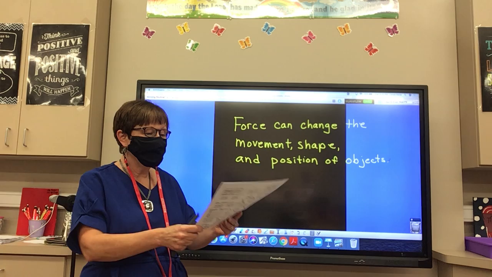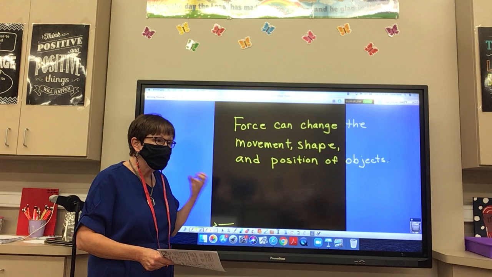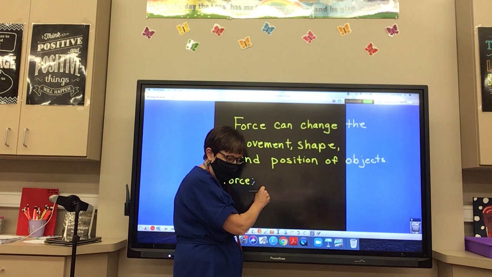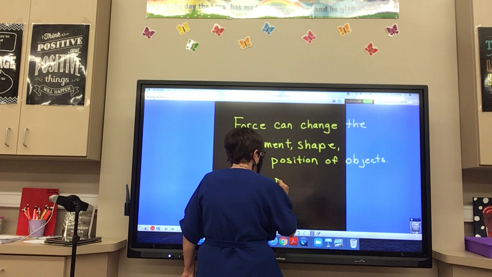So force can change the movement, shape, and position of objects. That's what we want to put. So that's what force can do. Now, what is force? If you go back and look in your vocabulary, what is it? A push or pull. So let's write in a push or pull.